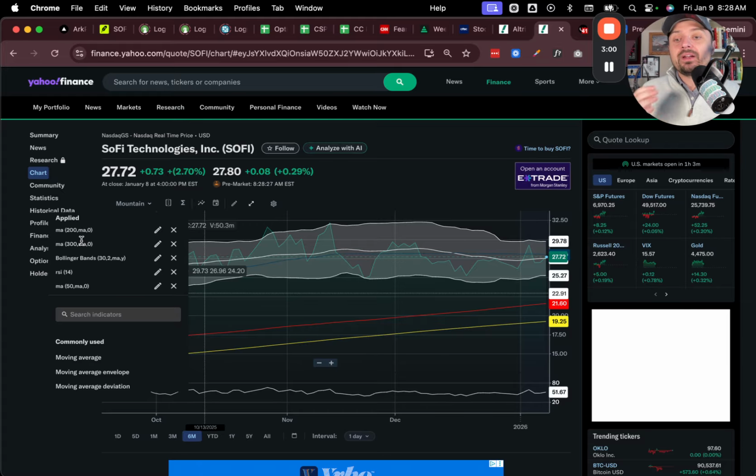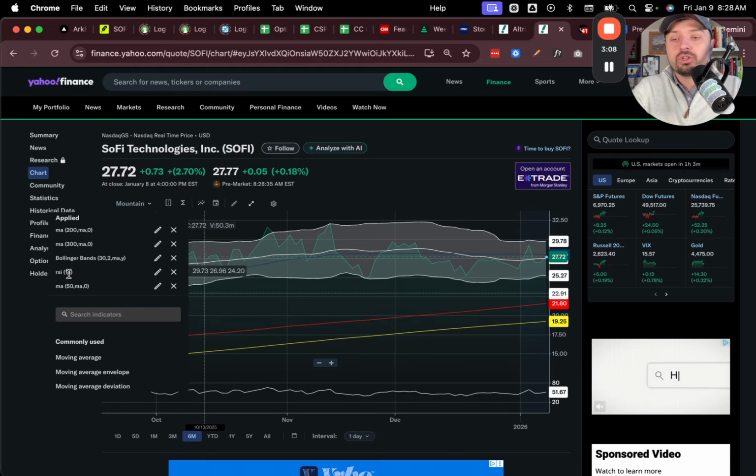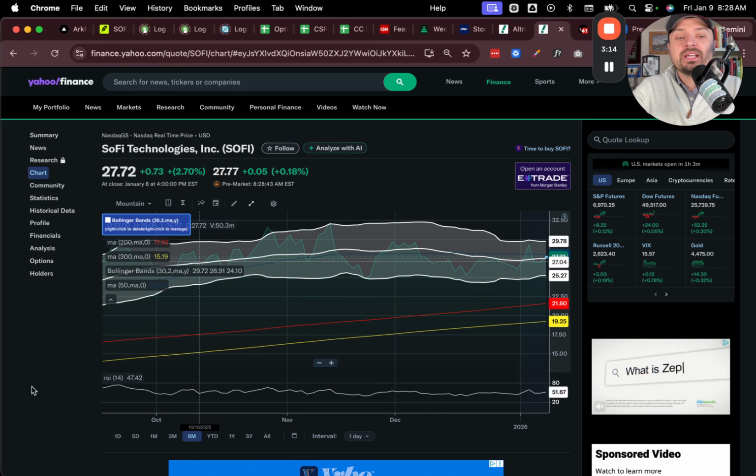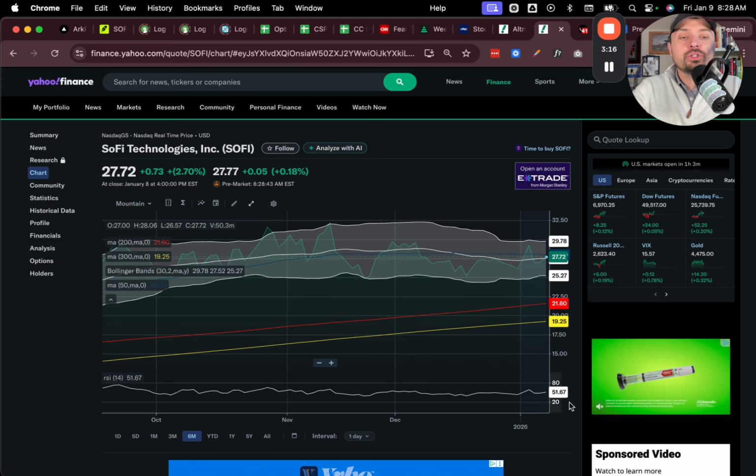I'm not a day trader. I don't need all the fugazi on there. But with that said, I do like to look at those key support and resistance levels, especially on a volatile stock, especially on a SoFi stock like this, even though it's been so well above its 200 and 300 for so long. But with that said, I also have my RSI here, which tells me how oversold or overbought.